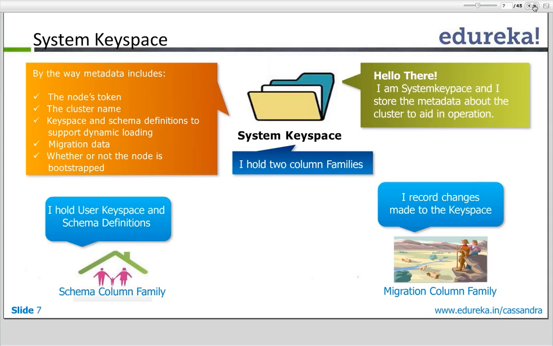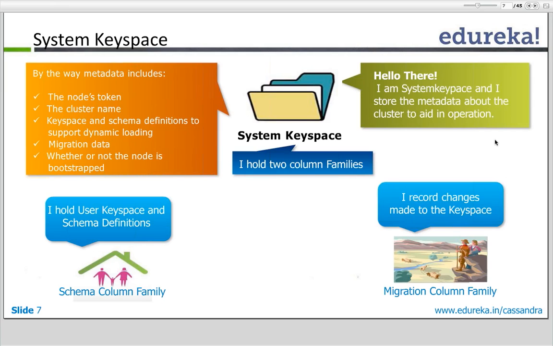So as we talked about, system keyspace has two column families. One is the schema column family. The schema column family basically holds the schema definition and user keyspace data. I mean, all the metadata about other keyspaces is stored in the system schema column family.